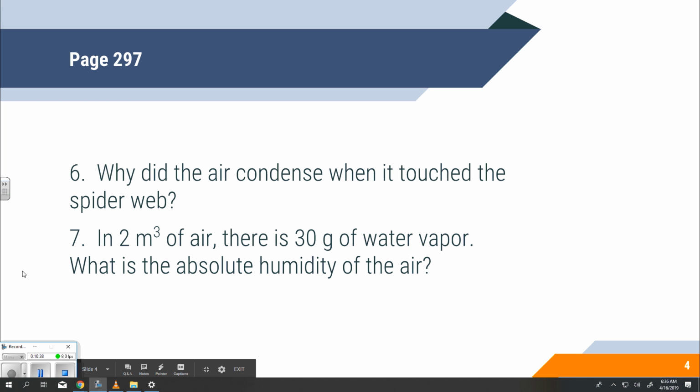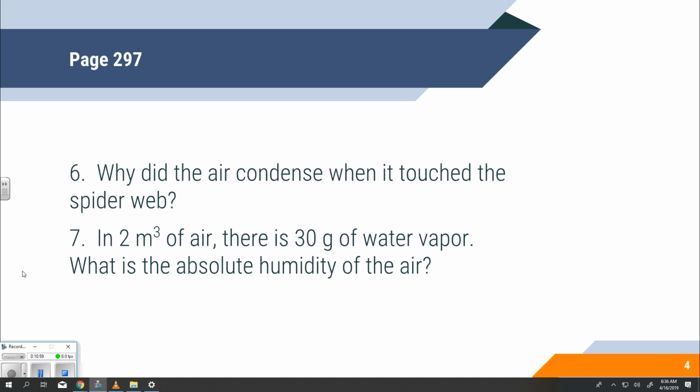Page 297. Why did the air condense when it touched the spider web? In 2 cubic meters of air, there is 30 grams of water vapor. What is the absolute humidity of the air?